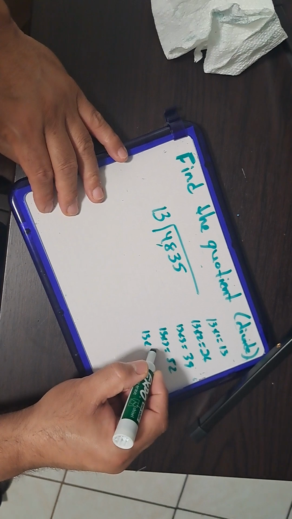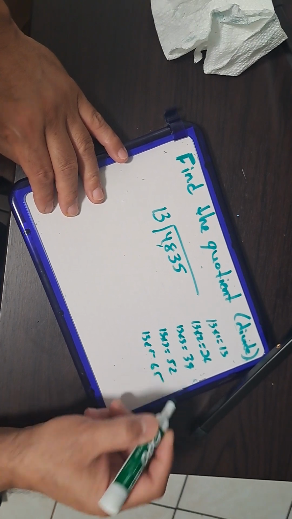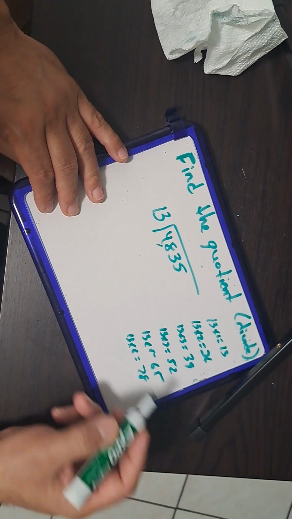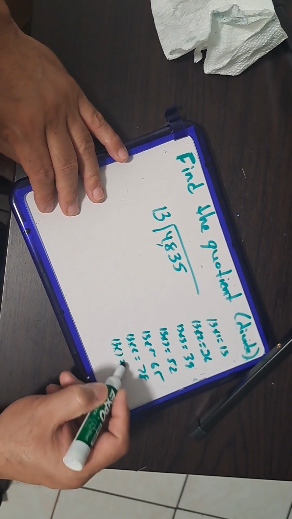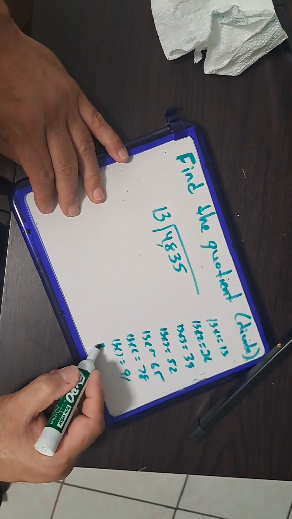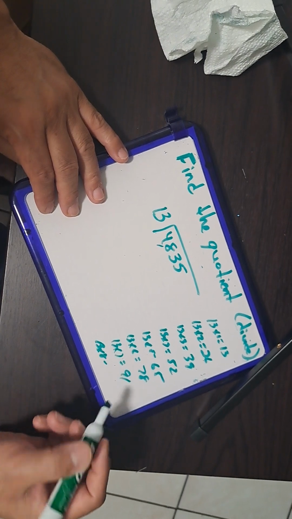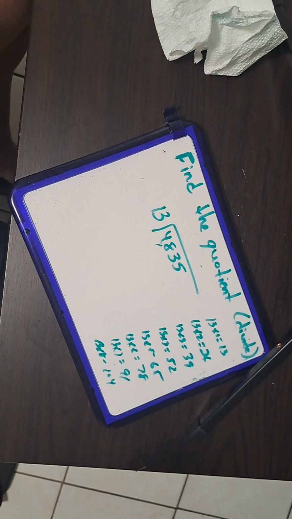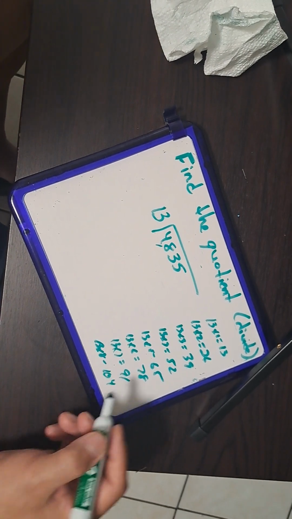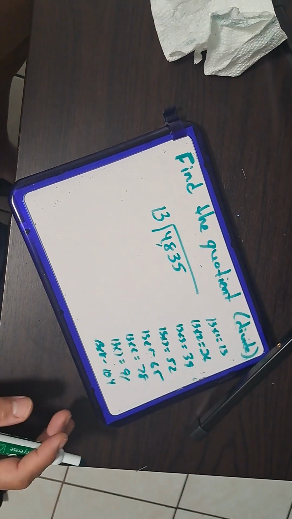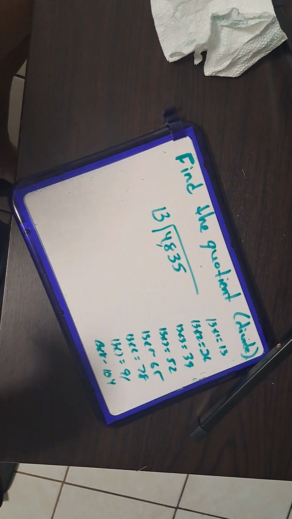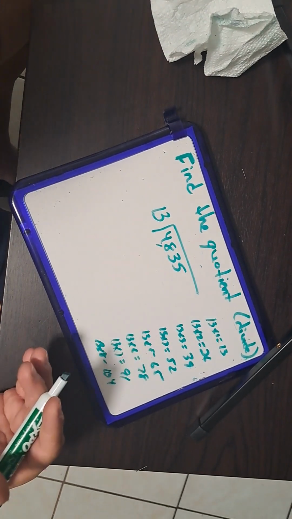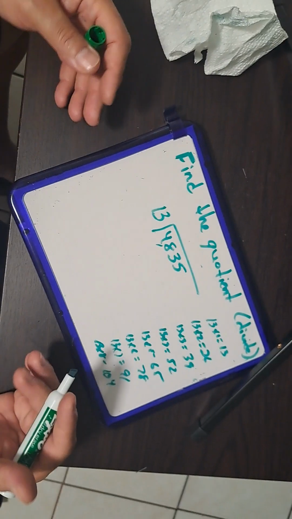13 times 5, that's 65. 13 times 6, that's 78. 13 times 7, that's 91. 13 times 8, that's 104. And you just go on and on. So if you have them there, that'll be easy to work with. So that's the important thing to know. That's how you can use the times table. You need to know them, right?